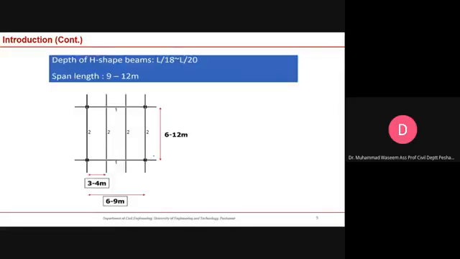What are the typical spacings which can be used for girders and beams? These are the beams because they are supported on the girders. They can be spaced around 3 to 4 meters, like this is the beam spacing. The girders span from some 6 to 9 meters or 6 to 12 meters. This is just an example of typical spacing of beams and girders.